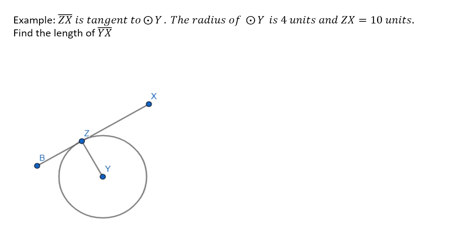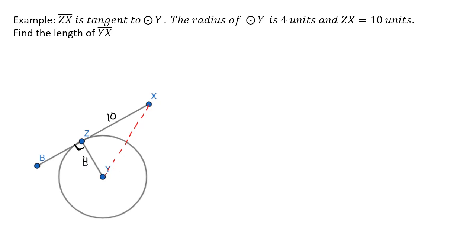So first of all, because we have a segment or a line that's tangent to the circle, that means we're going to have a 90-degree angle here. Those two are perpendicular to each other. The radius is 4 units, so this segment here is going to be 4 units. And then we have ZX 10 units. We need to find the length of segment YX, so that means this segment over here.